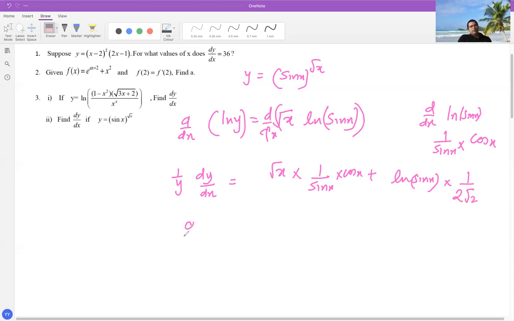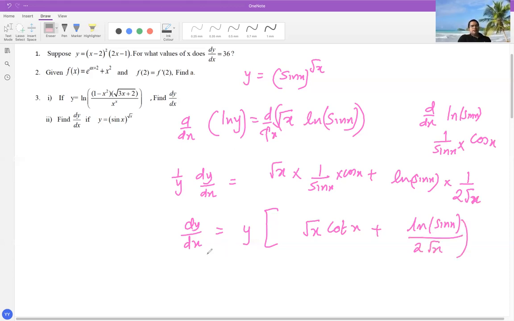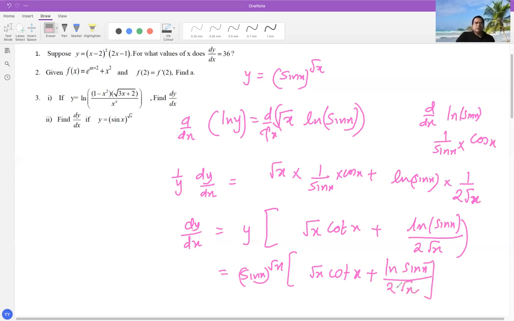So now dy by dx is going to be y times root x cot x, because cos x upon sine x is that, and ln sine x over 2 root x. And now you multiply by the actual value of y, which is sine x to the power root x, times root x cot x plus ln sine x over 2 root x. So that's how you do the derivative of this part as well. These are a few of the derivative skills related to techniques of differentiation.